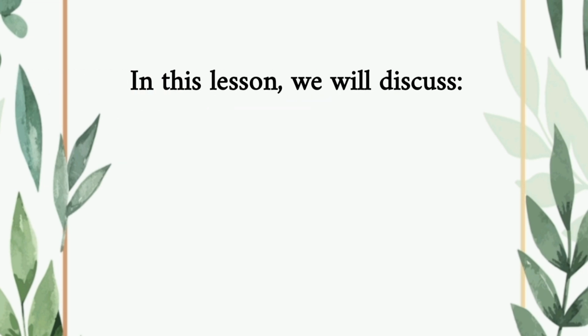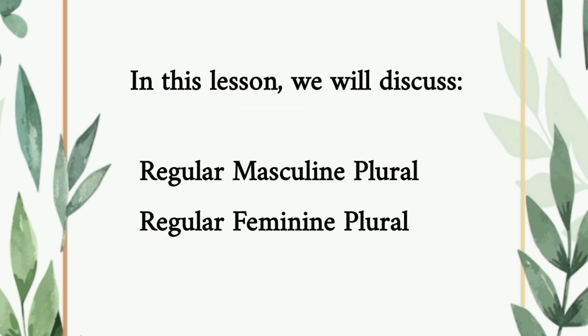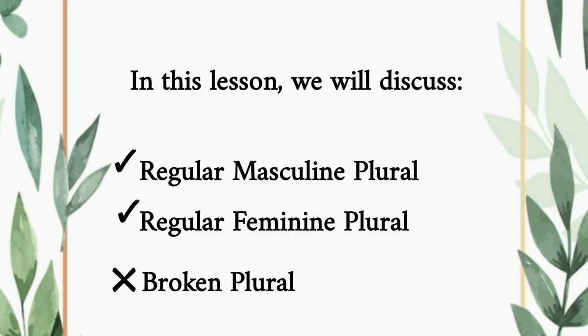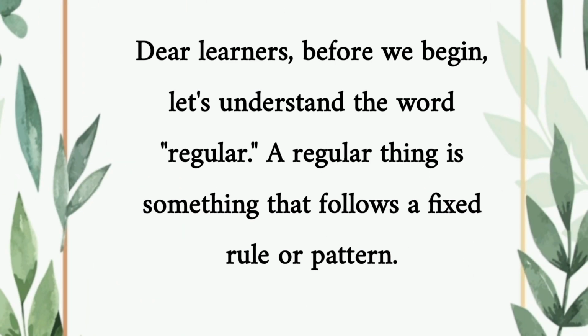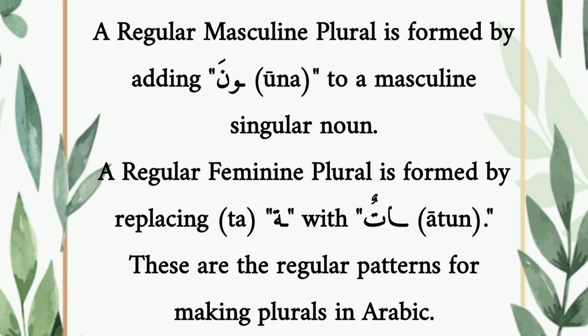Bismillah. In this lesson, we will discuss regular masculine plural, regular feminine plural, and leave the broken plural for the coming lesson. Dear learners, before we begin, let's understand the word regular. A regular thing is something that follows a fixed rule or pattern. A regular masculine plural is formed by adding una to a masculine singular noun. A regular feminine plural is formed by replacing ta with atun. These are the regular patterns for making plurals in Arabic.